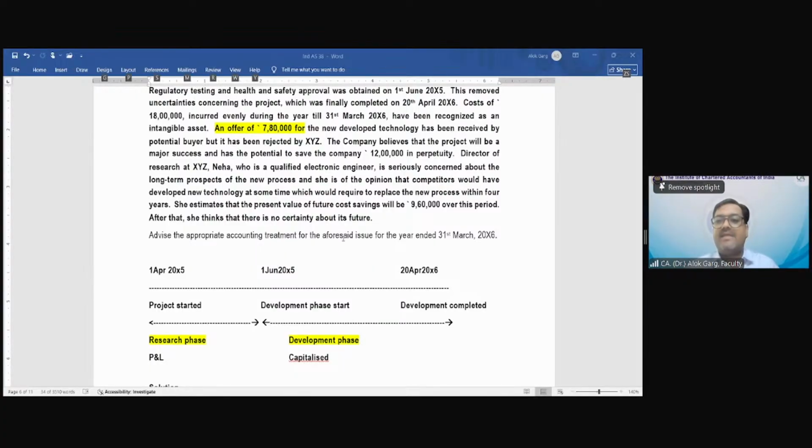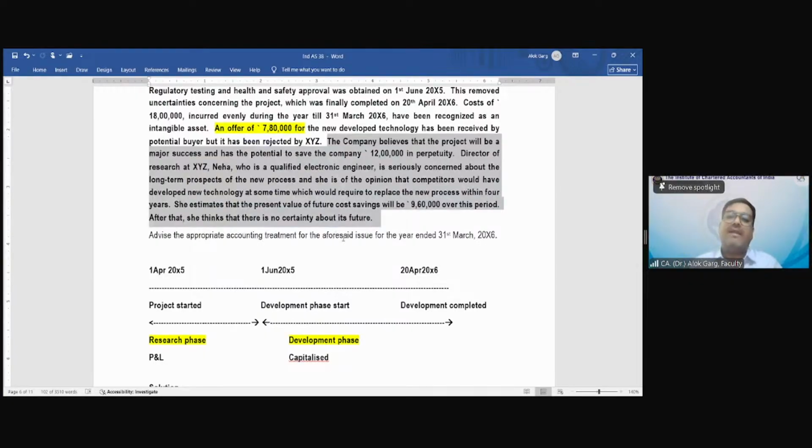And the company says that this 12 lakh rupee, the company has a future cost savings of more than 12 lakh in perpetuity. So it is way more than 7.8 lakh, and the company has computed the present value of this 12 lakh benefit in perpetuity as 9.6 lakh. So fair value less cost to sell is 7.8 lakh. Value in use is 9.6 lakh.